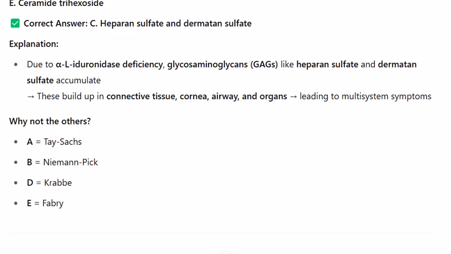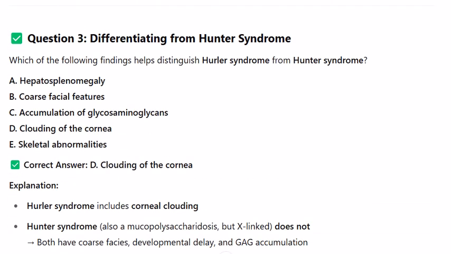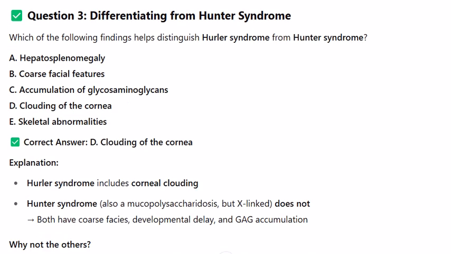Question 3. Differentiating from Hunter syndrome. Which of the following findings helps distinguish Hurler syndrome from Hunter syndrome? A. Hepatosplenomegaly. B. Coarse facial features. C. Accumulation of glycosaminoglycans. D. Clouding of the cornea. E. Skeletal abnormalities. Correct answer, D.